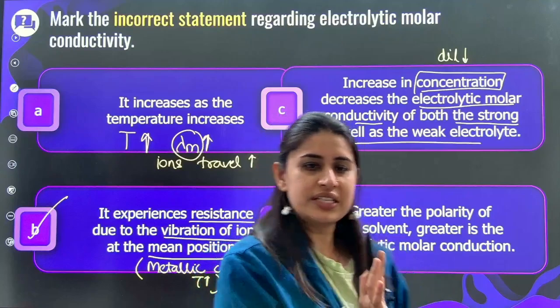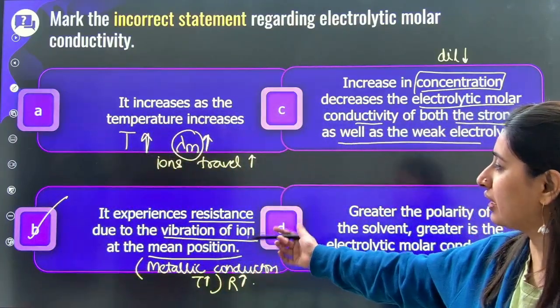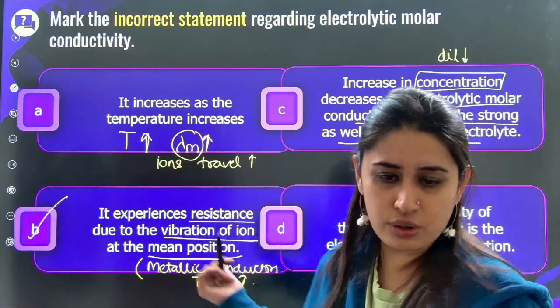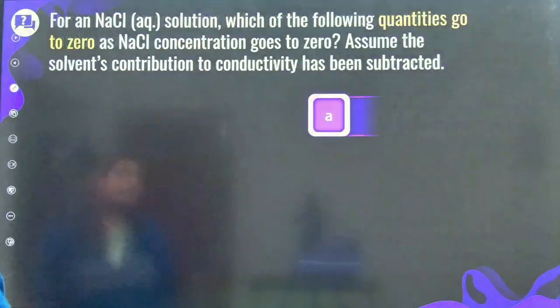So this D is absolutely correct. B becomes the wrong answer. Obviously, it experiences resistance due to nothing of that sort we have studied. So B becomes the answer to this question. Most of you have done it wrong. Let's see another one. Please check.